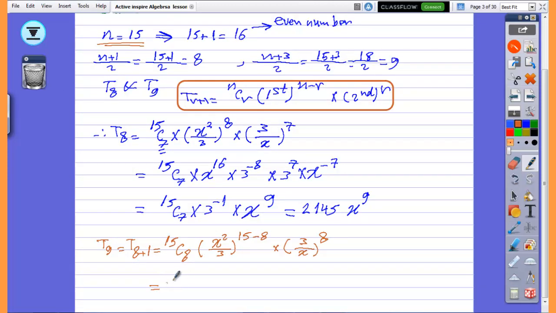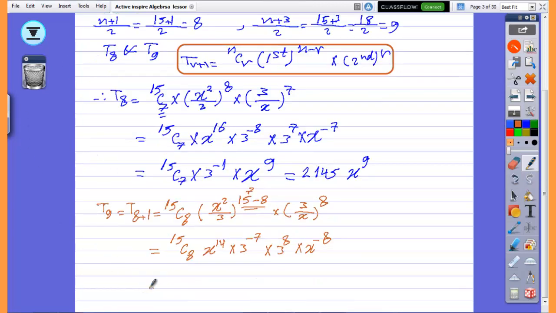So it is equal to 15C8, x square power 15 minus 8, it is 7. So 2 multiplied by 7 equals 14. Multiply 3 power negative 7, multiply 3 power 8, multiply x power negative 8, and simplify. Right hand side equals 15C8.